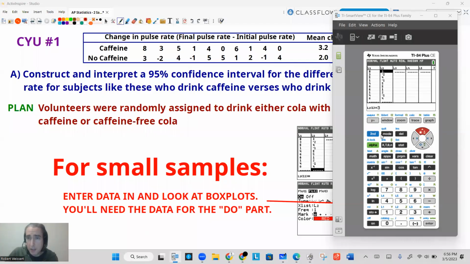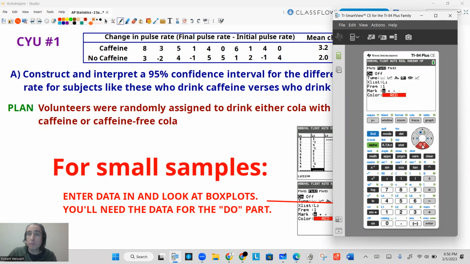Well, I know exactly what I did, so don't make the same mistake I did. Under plot 2, I kept L1 as L1. Obviously, that gave me the same graph. That wasn't very useful. So we want to make sure we change that to L2, so we're pulling that plot from the second list. Duh. All right, so now let's do zoom 9. And there's a sketch of your plots.